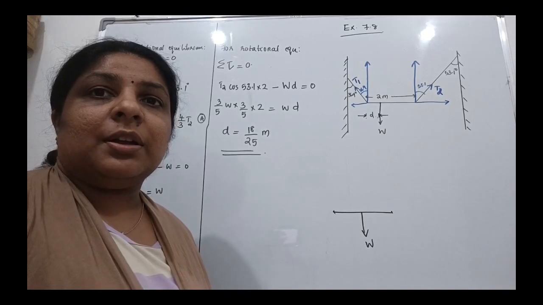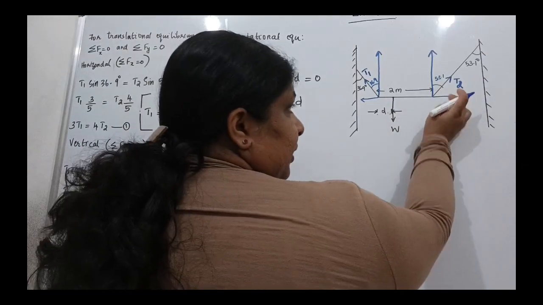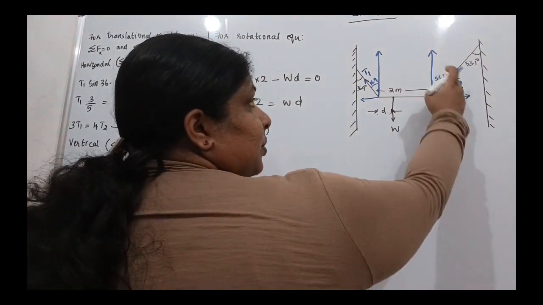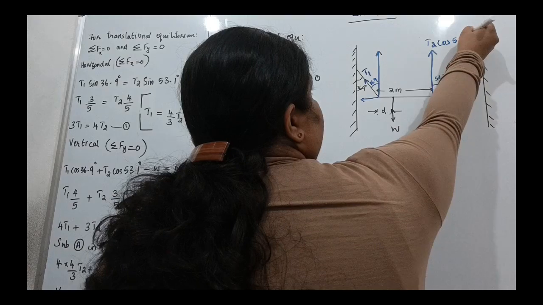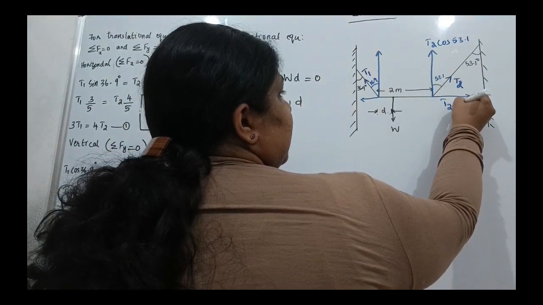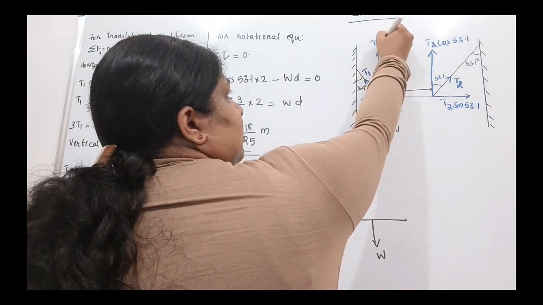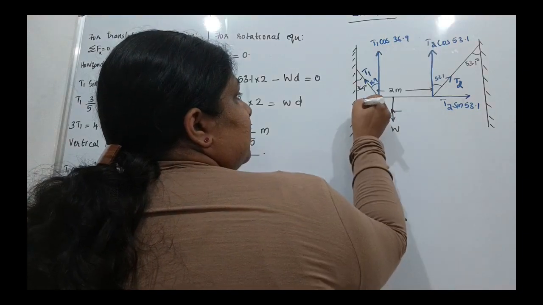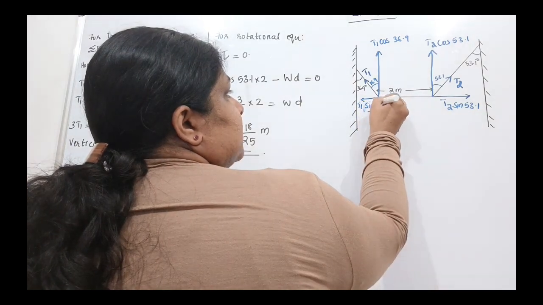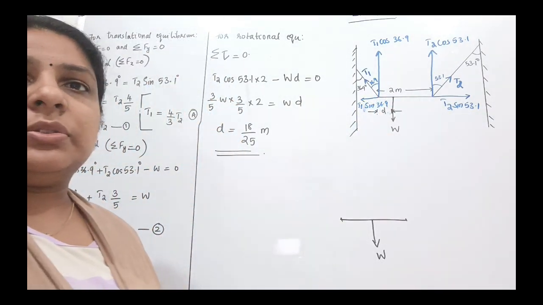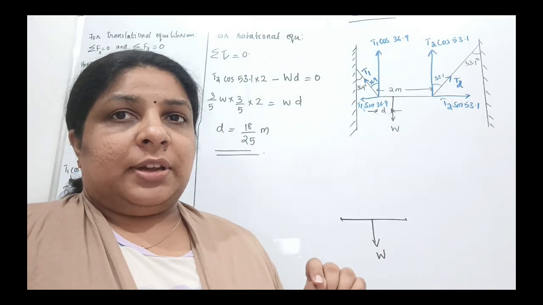Now coming to the resolution part, I can resolve this T2 into two components. Near to theta is always cos theta. So here near to theta is this. So this will be T2 cos 53.1, and this will be T2 sin 53.1. Now here near to theta is T1 cos 36.9, and this will be T1 sin 36.9. So that much is the drawing which we are making in the given diagram.